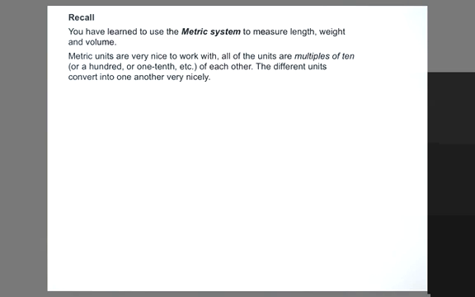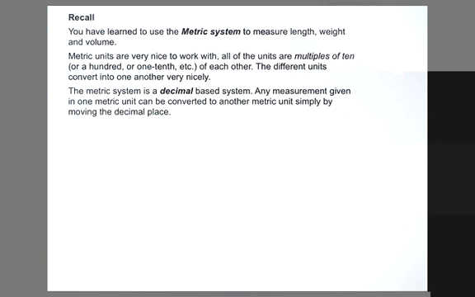Metric units are very nice to work with. All of the units are multiples of 10, or 100, or 1/10, etc., of each other. The different units convert into one another very nicely. The metric system is a decimal-based system. Any measurement given in one metric unit can be converted to another metric unit simply by moving the decimal place.